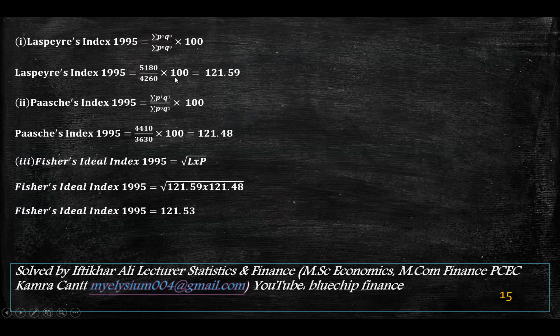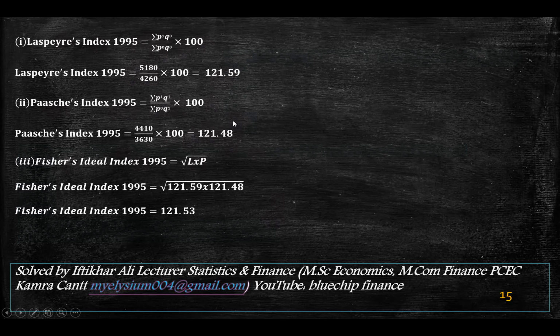Laspeyres index is always equal to the sum of P1Q0 divided by the sum of P0Q0 multiplied by 100. After putting the values into the formula, Laspeyres index is 121.59. Paasche's index is the sum of P1Q1 divided by the sum of P0Q1 multiplied by 100. After putting the values into the formula, the answer is 121.48.